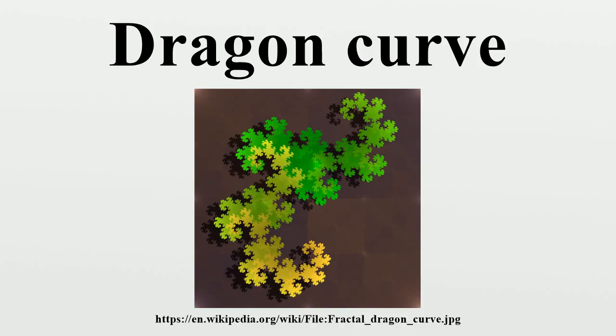Tiling. The dragon curve can tile the plane in many ways. First element with 4 curves. Second element with 4 curves. Third element with 4 curves. The dragon curve can tile itself. First element with 2 curves. Second element with 2 curves. Third element with 2 curves.